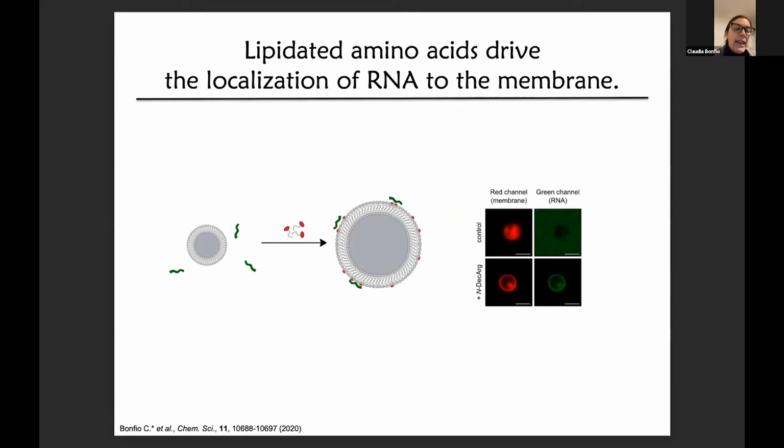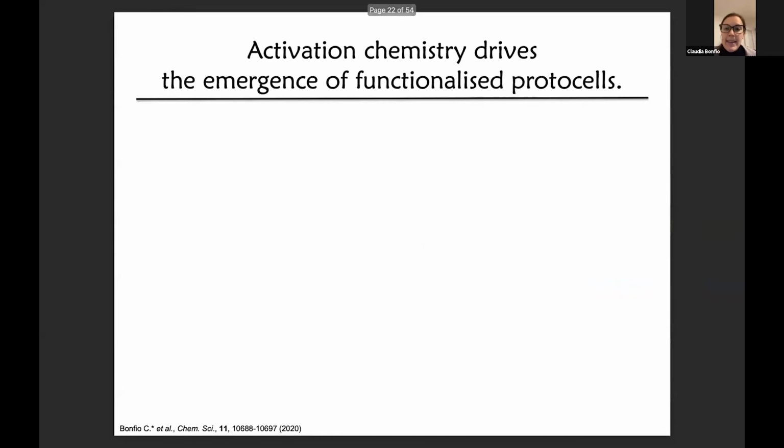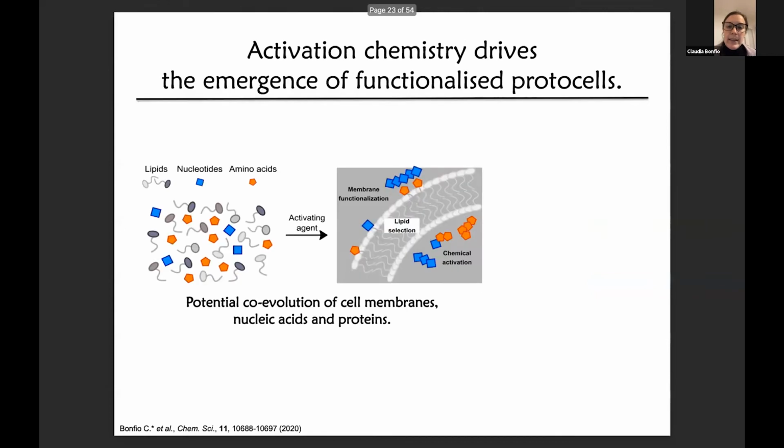So if we conclude this first example of combination, let's say, of different building blocks, and we go to the next slide, we can say that this specific kind of prebiotic chemistry that we looked at, that is activation chemistry, can drive not only the same chemistry that we were used to seeing, but also it can drive the formation of lipid membranes that now are even more advanced.